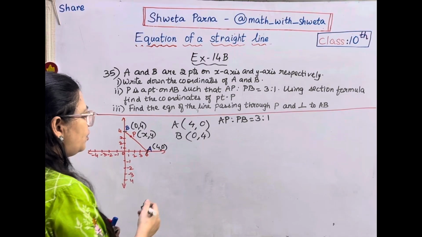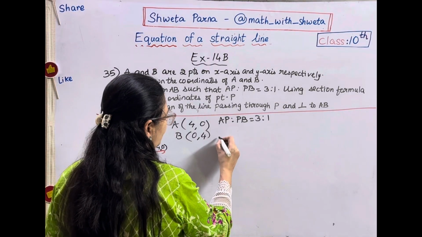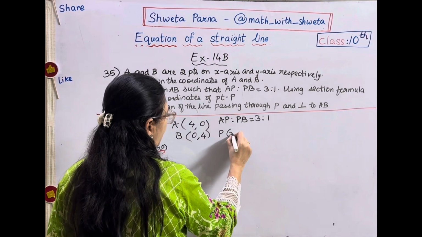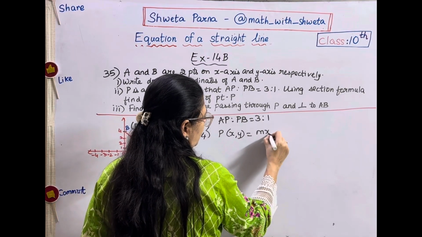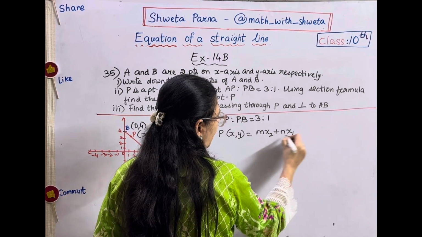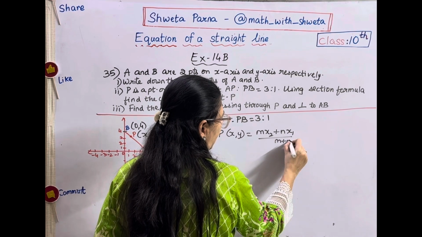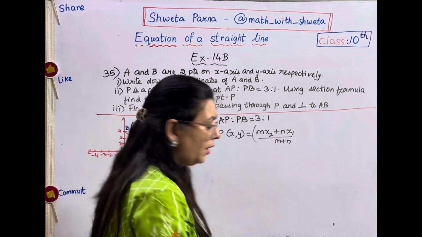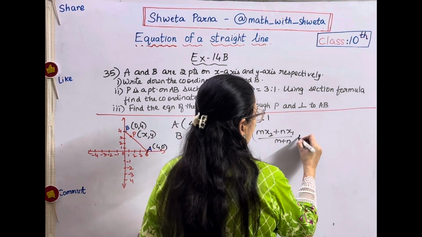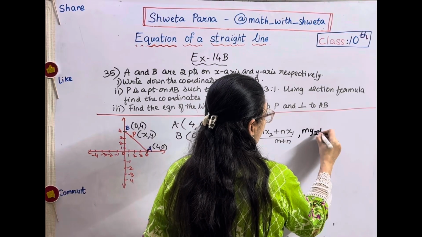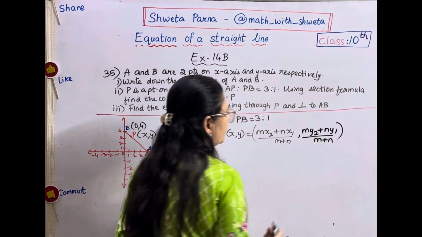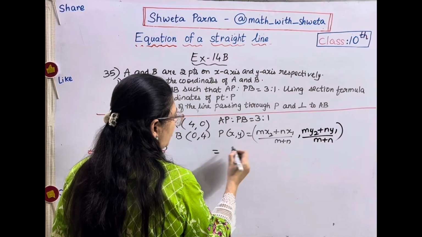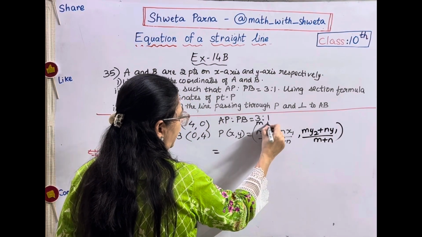Use section formula. What is the section formula? So P(x, y) is equal to mx2 plus nx1 upon m plus n, and my2 plus ny1 upon m plus n. So let's find it. What is m and n?